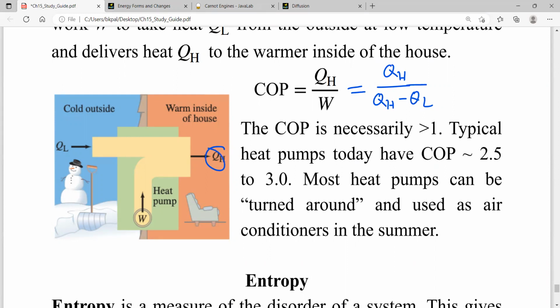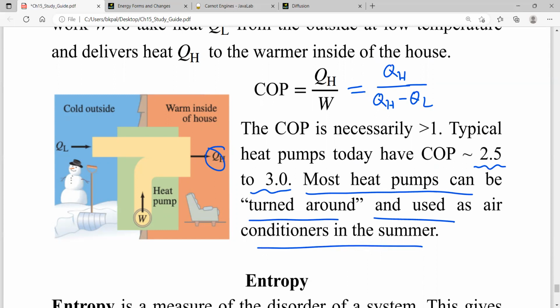Because it is not the efficiency, it's the coefficient of performance, it is always higher than 1. Normally, for the refrigerator, heat pump, and air conditioner, the COP is between 2.5 to 3. And most heat pumps can be turned around and used as an air conditioner in the summer. The same heat pump is used during the winter, and during the summer you can use the same heat pump as the air conditioner. You just need to turn the direction, and you can make it a heat pump or an air conditioner.